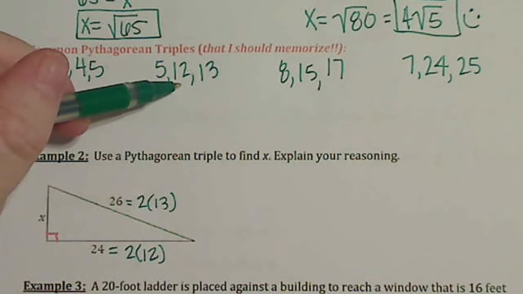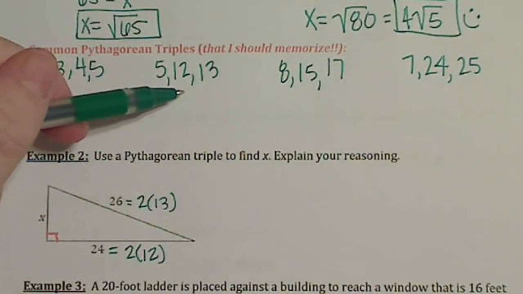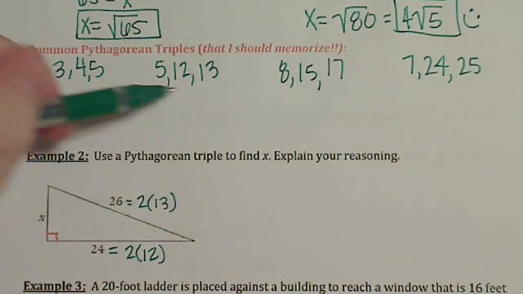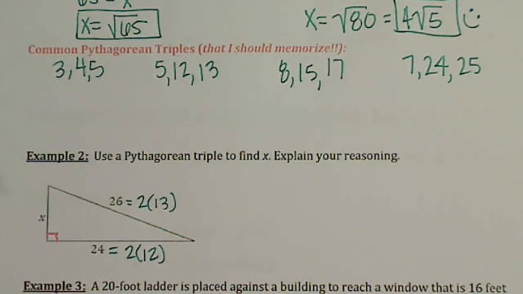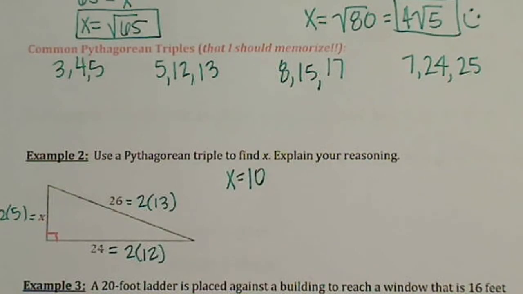I see a 12 and I see a 13 right there. So this is the Pythagorean triple, 5, 12, 13. But this side over here, is it 5? Not really, because you have to use what we did. It's a multiple of 2, so it's really 2 times 5, which is 10. So x equals 10.